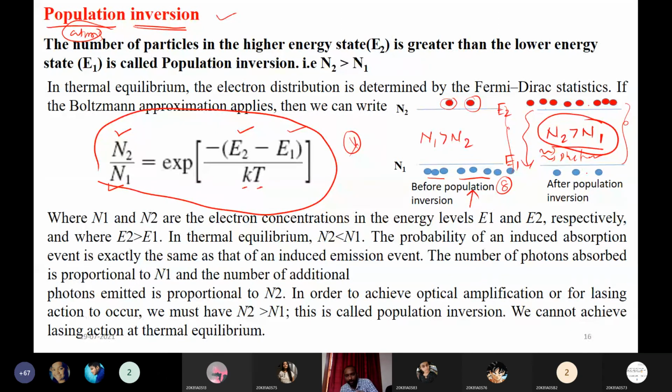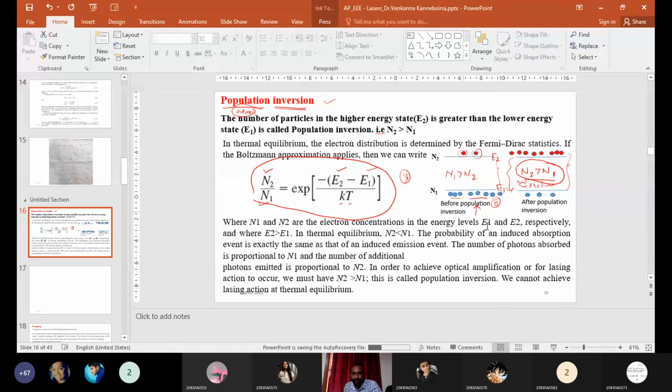Suppose atoms go from the ground state to the excited state, no photons are released. Only when excited state atoms come to the ground state are we getting photons, either spontaneous or stimulated. For that only we are creating population inversion. Okay, is this clear? Why we are creating population inversion?